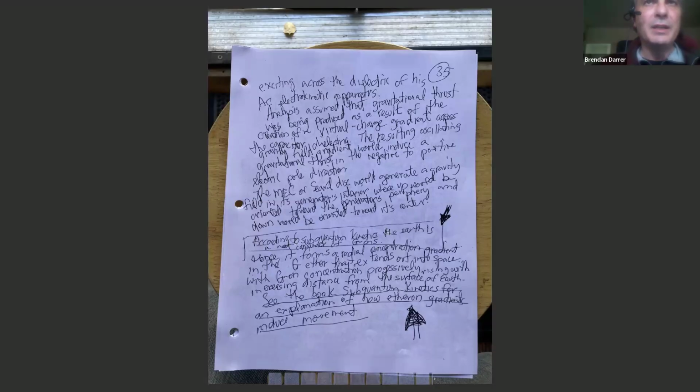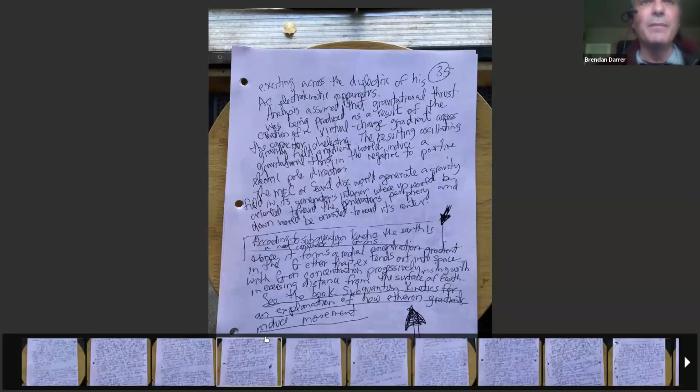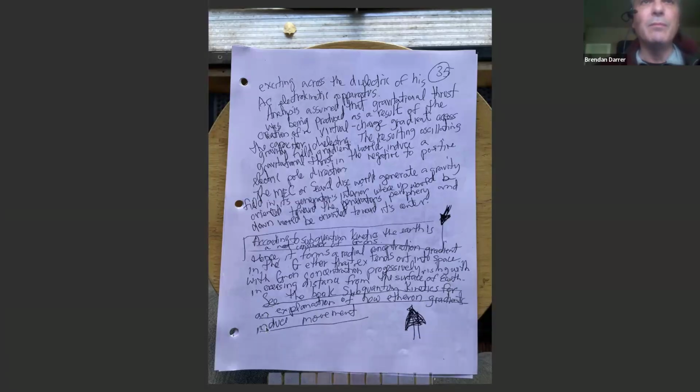According to SubQuantum Kinetics, the Earth is a net consumer of geons. Hence, it forms a radial concentration gradient in the G ether that extends out into space, with geon concentration progressively rising with increasing distance from the surface of the Earth. See the book SubQuantum Kinetics for an explanation of how etheron gradients produce induced movement.